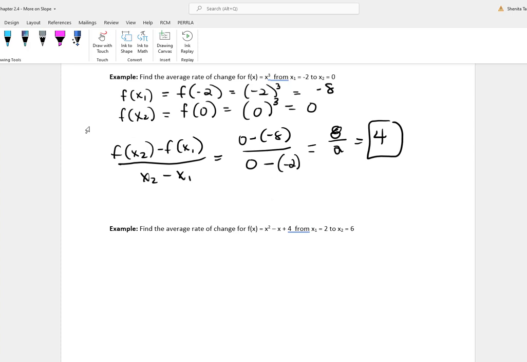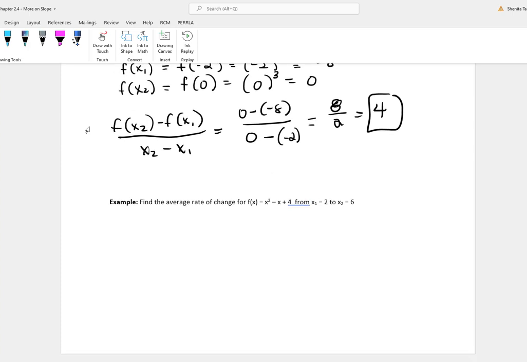Alright, let's try another one. We want to find the average rate of change of f of x equal to x squared minus x plus 4 from x1 equal to 2 to x2 equal to 6. Let's figure out f of x1, which would be f of 2. This would be 2 squared minus 2 plus 4. That would be 4 minus 2 plus 4, which is 6.